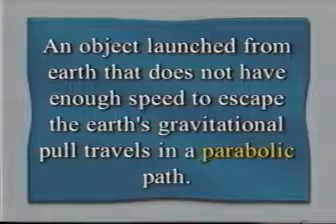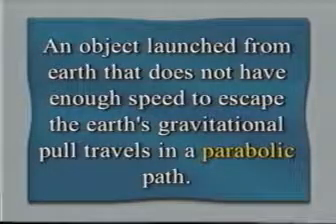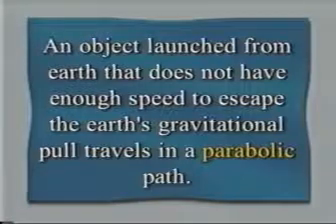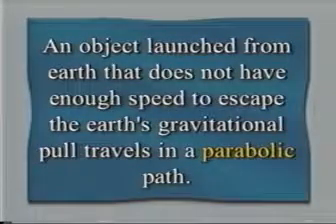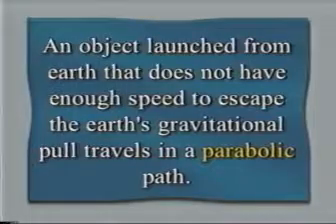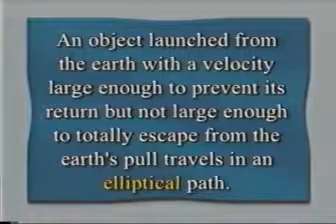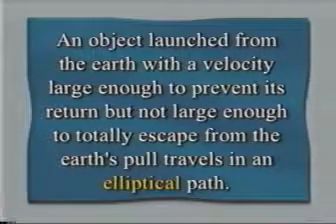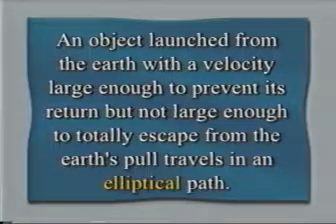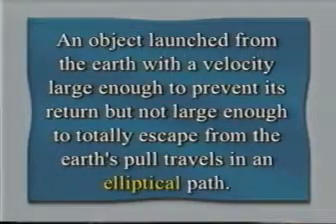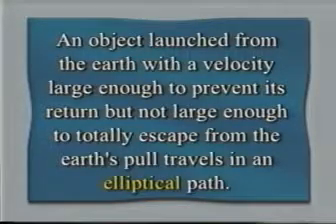Now, we now know that depending on the velocity at which an object is launched from Earth, one of three of those conic sections will be its path. An object launched from Earth that does not have enough speed to escape the Earth's gravitational pull at all travels in a parabola. And of course, it returns to Earth because its velocity is insufficient to allow it to escape. An object launched from Earth with a velocity large enough to prevent its return, but not large enough to prevent its total release from the Earth's pull, travels in an elliptical orbit as a satellite of Earth.